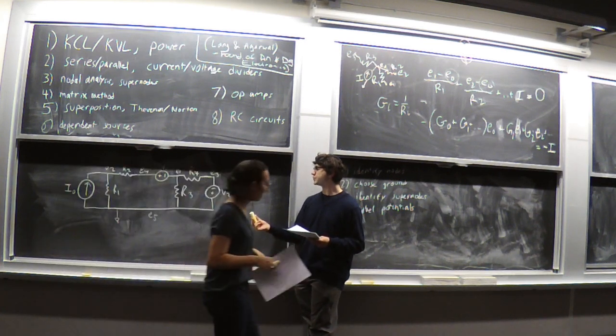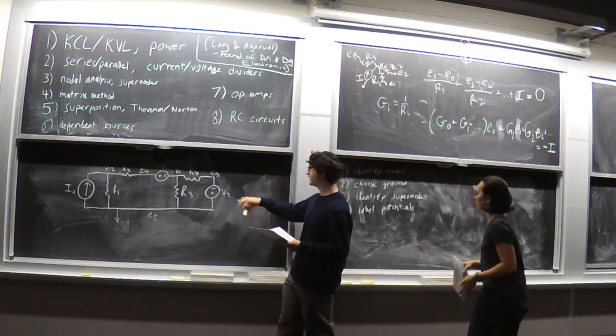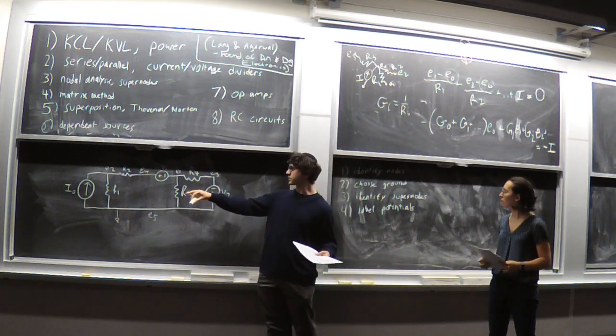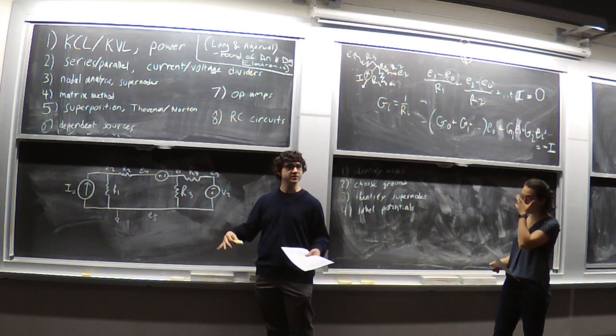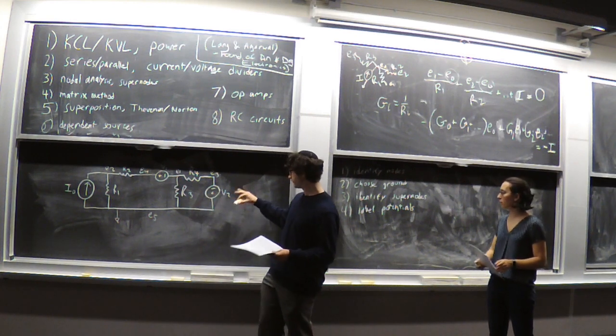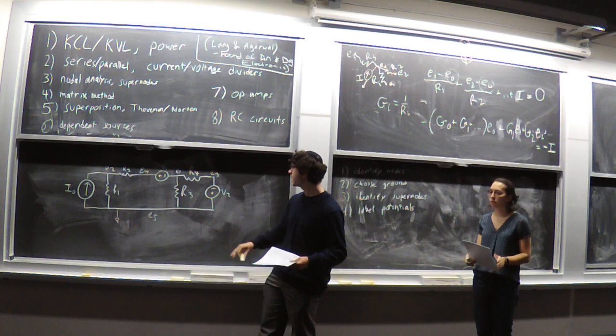Right, so after you've chosen your ground, then you do want to identify if you have any floating voltage sources. One thing to note is current sources aren't really involved in this. You don't need to worry about floating current sources. A supernode is when you just have a floating voltage source in particular.